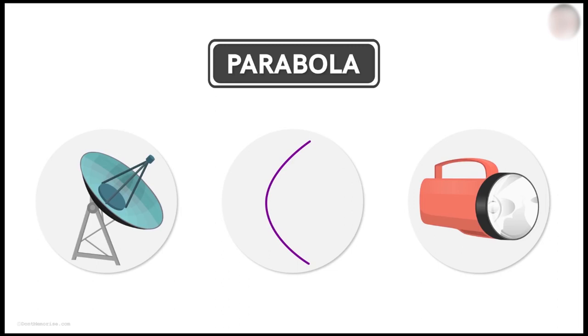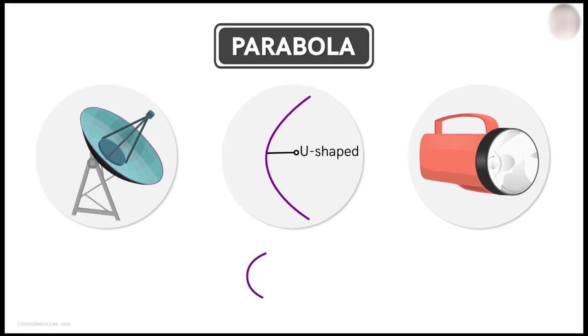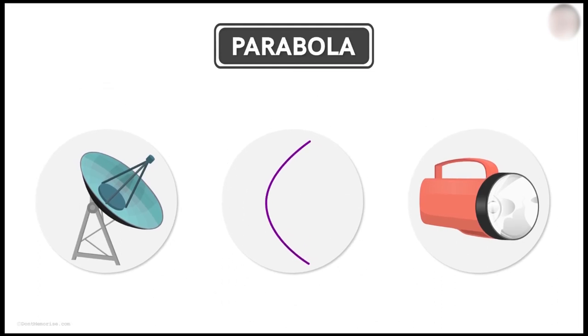We can see that a parabola looks like a U-shaped curve. But every U-shaped curve is not a parabola. A parabolic curve has a specific property that makes it a parabola. Let's begin with understanding why the dish satellite or the mirror in the torch is parabolic in shape.